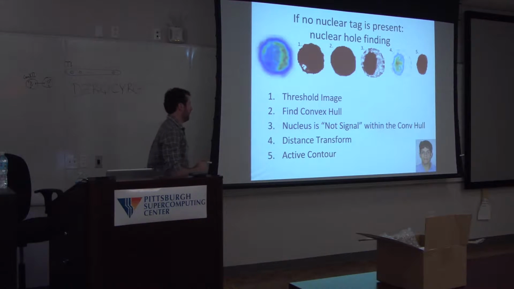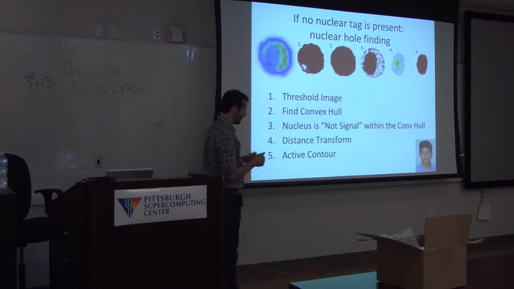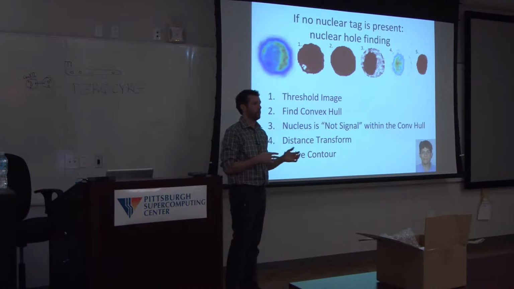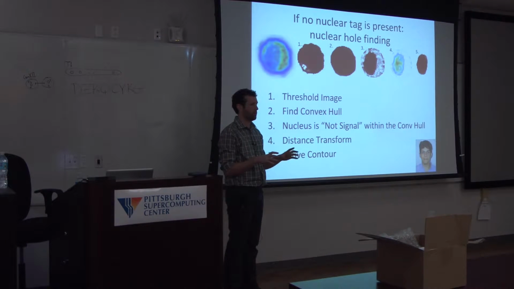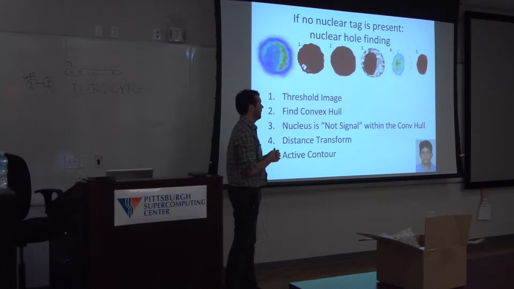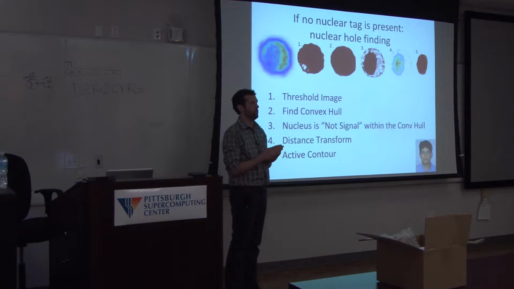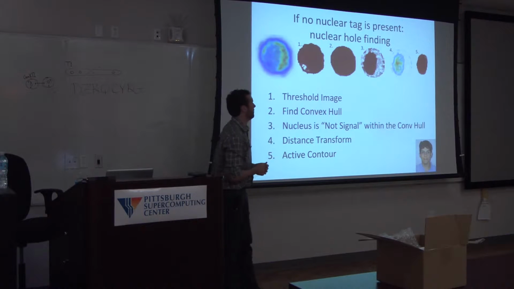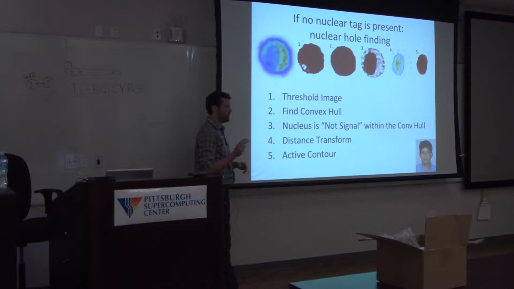So, like I said, nuclear channel is required, and that's because, as Dr. Murphy talked about, at least for the parametric models, when we're building a cell model, we're looking at the ratio of the size of the cell to the size of the nucleus. So if you don't have a nucleus, you can't really look at the ratio. You can get around this in two ways.